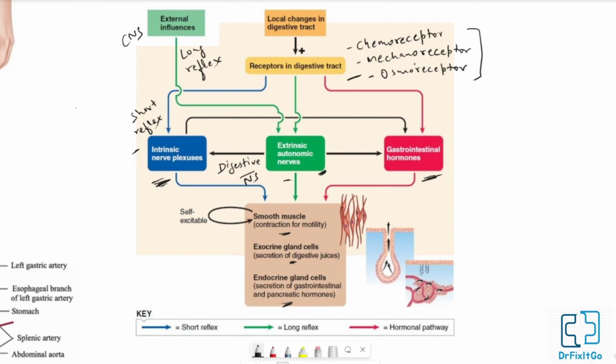In addition to sensory receptors within the digestive tract wall that monitor luminal content and wall tension, the plasma membranes of the digestive system's effector cells have receptor proteins that bind with and respond to GI hormones, neurotransmitters and local chemical mediators. Now let's talk about innervation of the gastrointestinal tract.